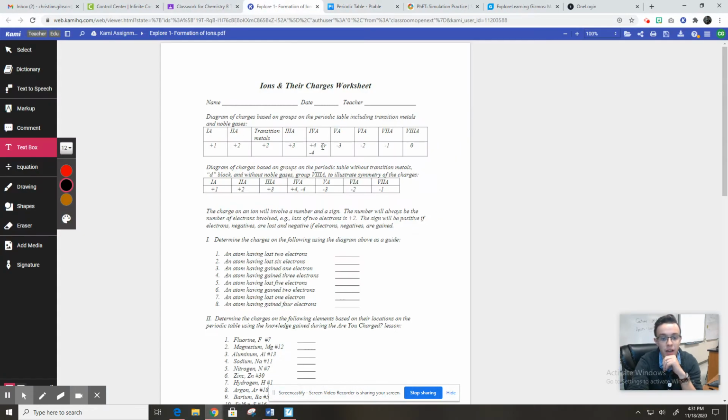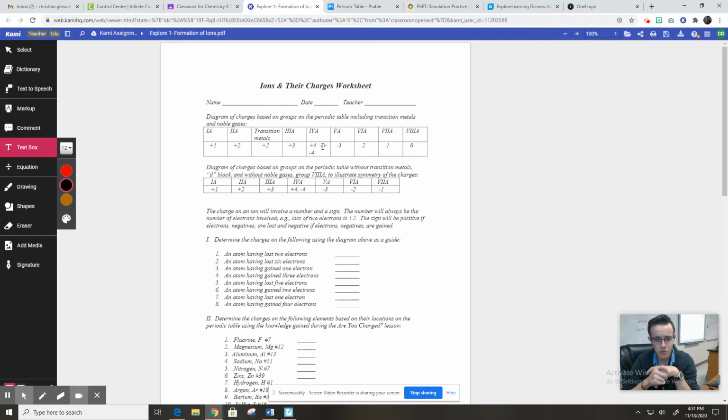If it's in group 4A, it can have a plus or minus 4 charge, because the whole reason that these elements are wanting to have an electric charge in the first place is they are either gaining or losing electrons, okay? Positive charges mean that the atom has lost an electron. A negative charge is when an atom has gained electrons, okay?